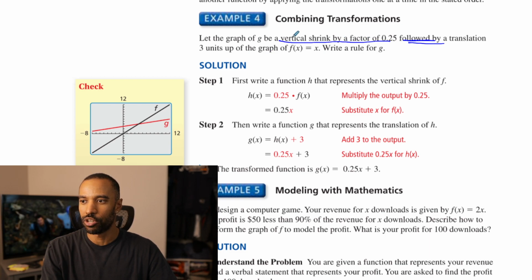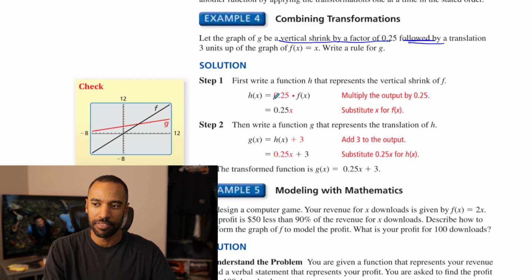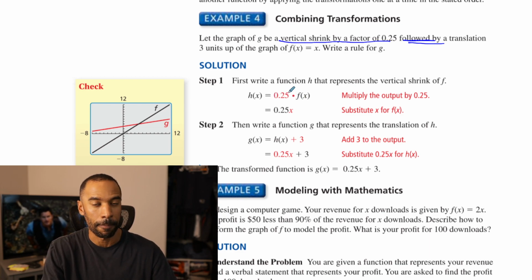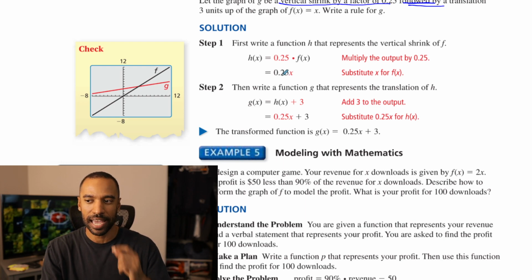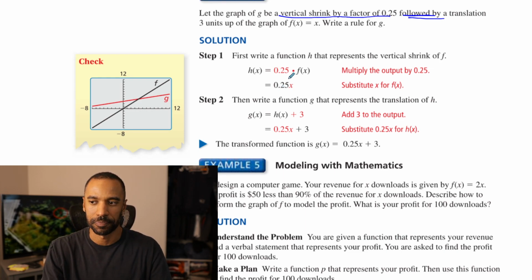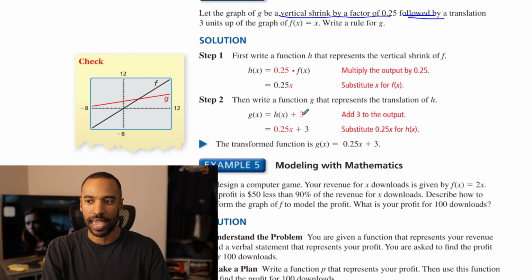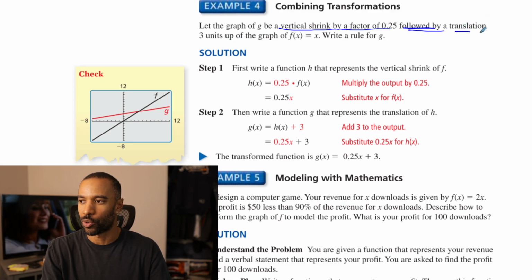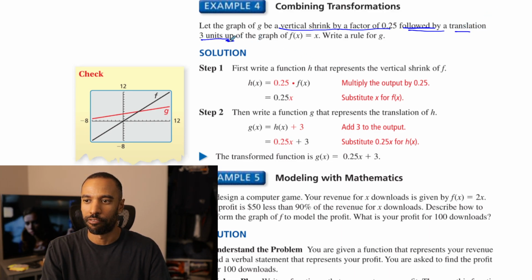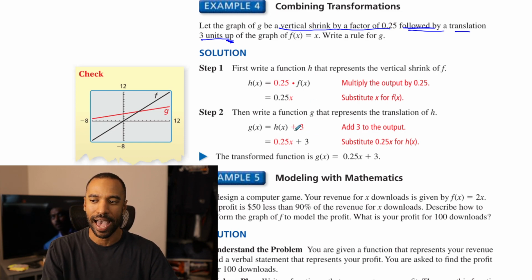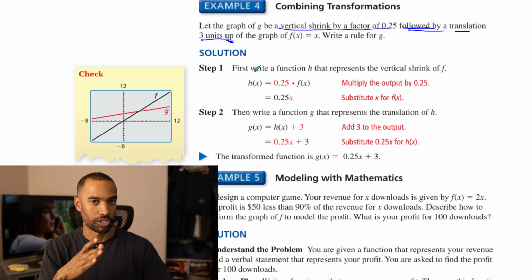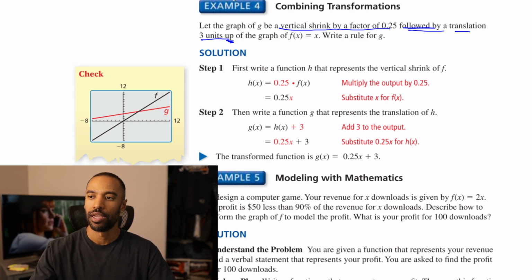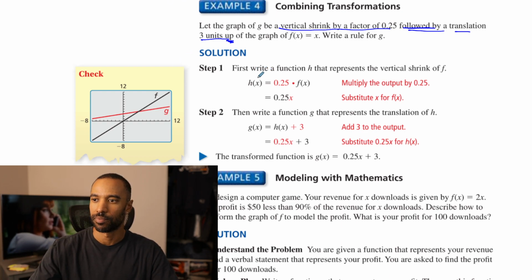So they first ask you to vertically shrink by a factor of 0.25. That means multiply 0.25 by your function. That's on the outside. That's like a. So it's going to affect your y values. So 0.25 times your function's just x, so it's 0.25 times x. Afterward, they add 3. It's a translation 3 units up. So it's a vertical translation. That means we add 3 to the new function. They're doing a combination of transformations. They're doing one at a time. They go from f of x to h of x.